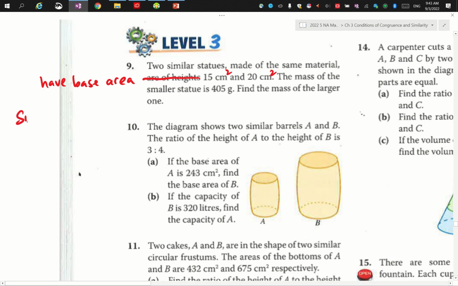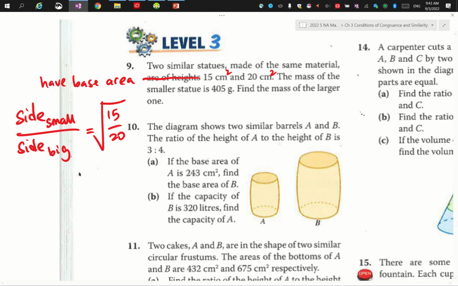So side. Since they started off with a small area, side small divided by side big. Okay. What is this equal to? Square root 15 over 20. And then what do you do with this? Don't want to press calculator. Sure don't want? You press the C. Why don't want? 15 divided by 20. Yeah, horrible number. We don't write this down, right? Leave it like this. Okay, then what do we do next?